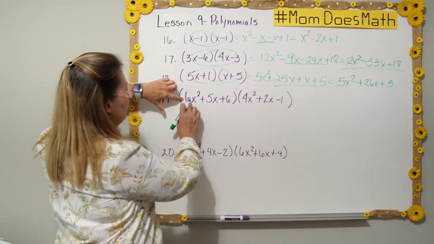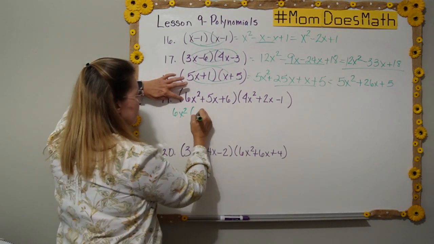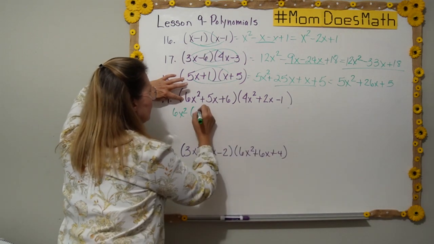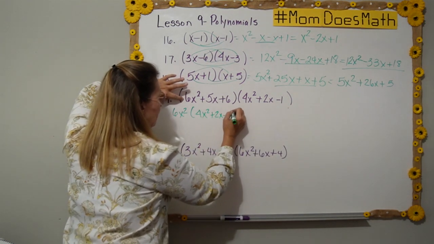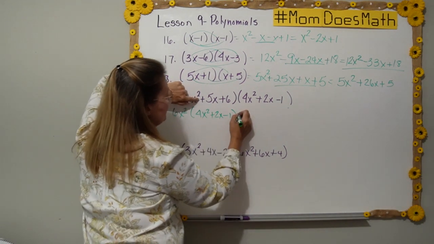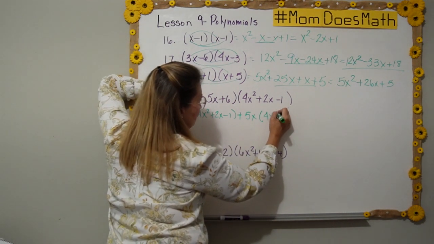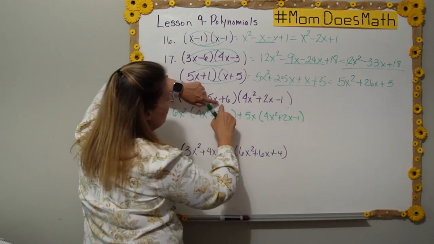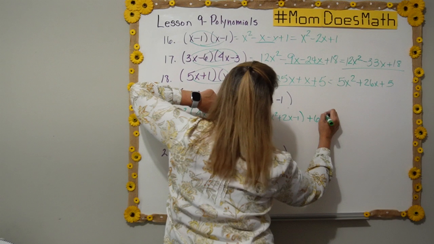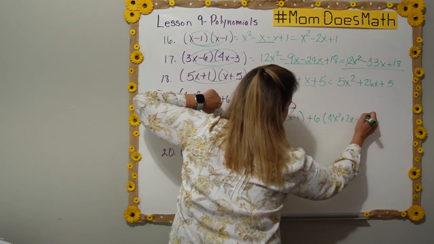So what I'm going to do is I'm going to say, all right, 6x squared times this whole set of parentheses, 4x squared plus 2x minus 1. Then I'm going to move to the second number, 5x, and that's going to be 4x squared plus 2x minus 1. And then I'm going to move to the third number, plus 6 times 4x squared plus 2x minus 1.